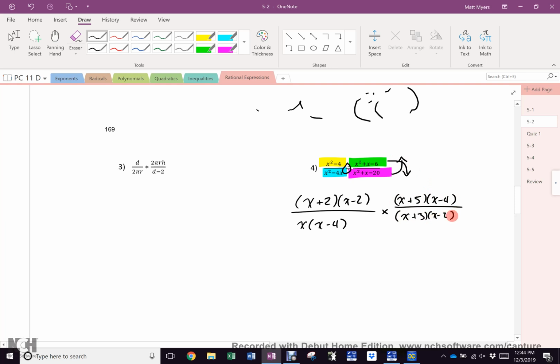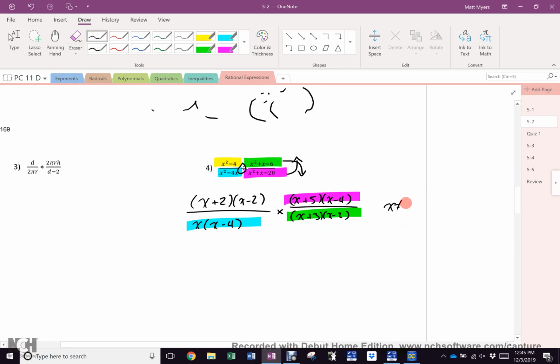Now, am I at the point where I could begin to cancel? So what must I check for now? NPVs. Where do I check the NPVs? Blue, purple, and green. Why do I have to check purple? It's not in the denominator now, but it was in the denominator. So you have to check it too. So what is x not allowed to be? 0. Hey, you guys remembered 0.